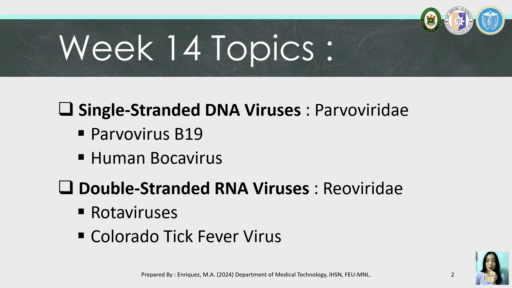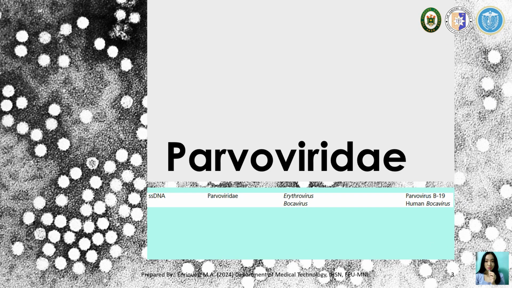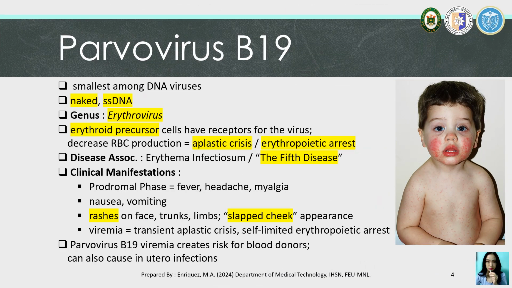Here is the outline of our week 14 topics. Apat na viruses lang po ang pag-uusapan natin dito at 10 slides lang ang presentation nito. Let's proceed with Parvoviridae. Tingnan nyo, ang bilis, naka-slide 3 na agad tayo. Let's start with parvovirus B19.